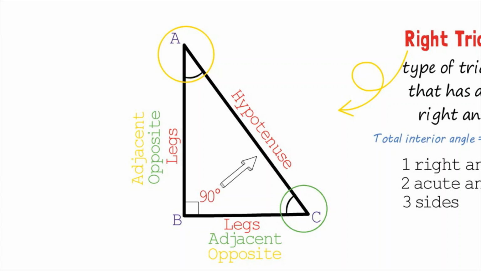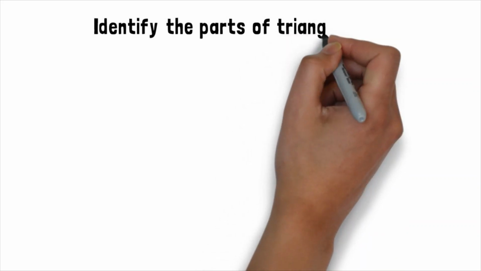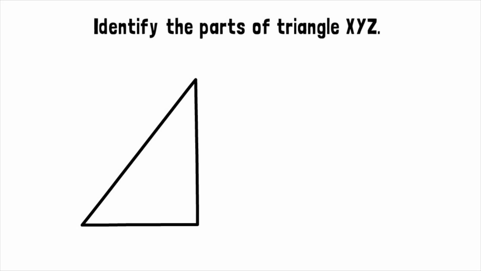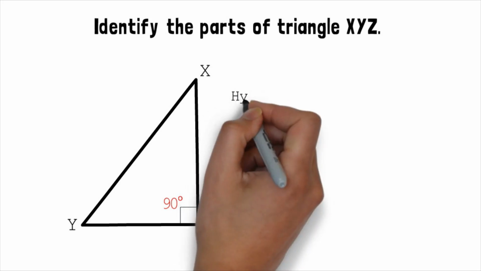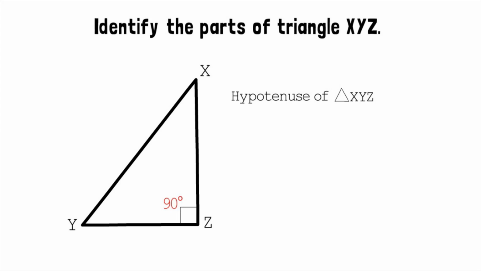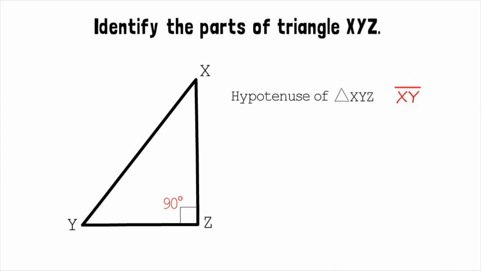Para mas maintindihan nyo ng maigi, let us have an example. Let us identify the parts of our triangle XYZ. So, given dito ang ating right angle which is angle Z that is equal to 90 degrees. Ang unang gagawin natin is identify muna natin ang hypotenuse ng ating triangle XYZ. Kung titignan natin, ang opposite side ng ating right angle is the segment XY. Ibig sabihin, ito rin ang longest side ng ating triangle. So that means, ito rin ang magsiserve na hypotenuse ng ating right triangle.